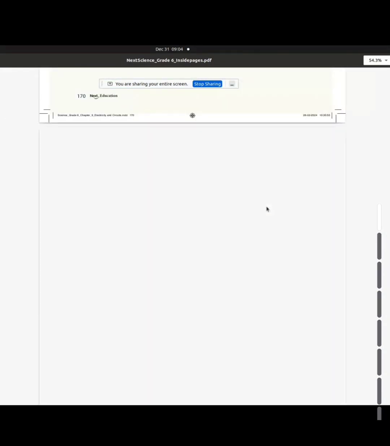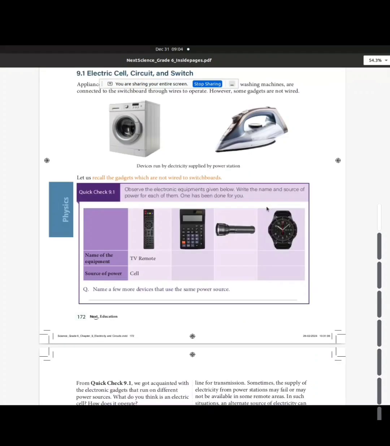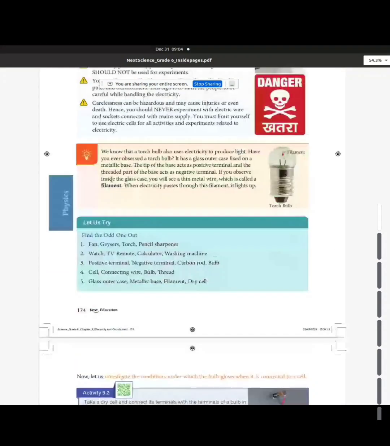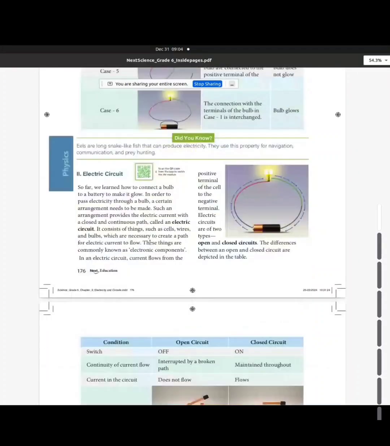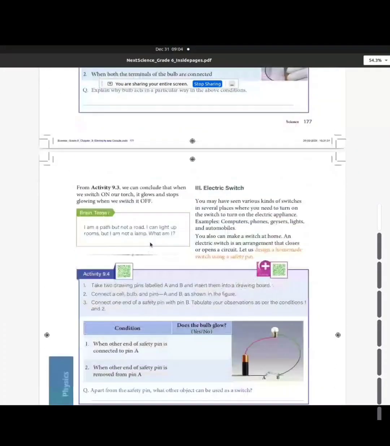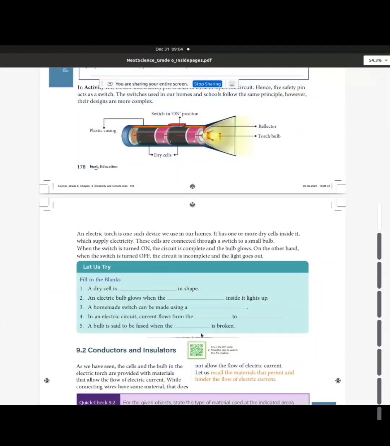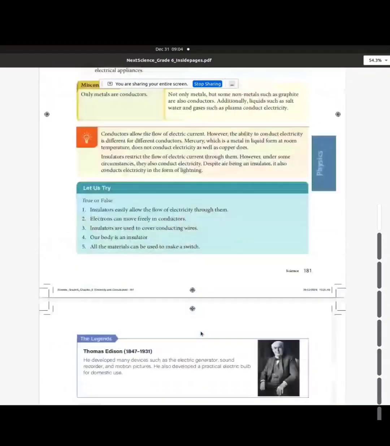Yes, this is the electricity and circuits chapter. Here you could see at the end there is a "Let us try" to find the odd one out. And again, after electric circuits, there will be a "Let us try". After conductors and insulators, there is a "Let us try" in the form of true or false. So this is how "Let us try" is incorporated.